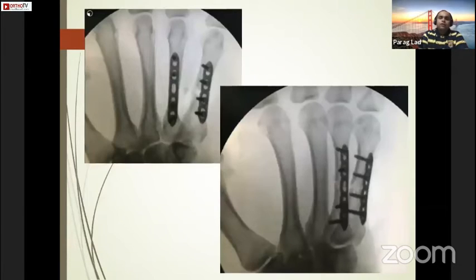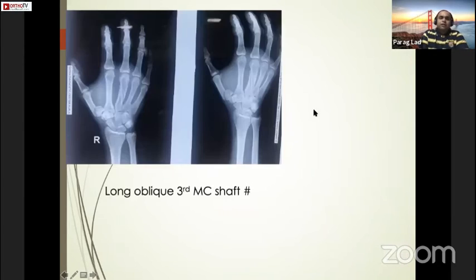We would prefer to treat them by plating. That is the reason for doing plating: we can start mobilization early. And now if you see, the height of the metacarpals has reasonably regained well after the fixation. Now, so we see this X-ray.